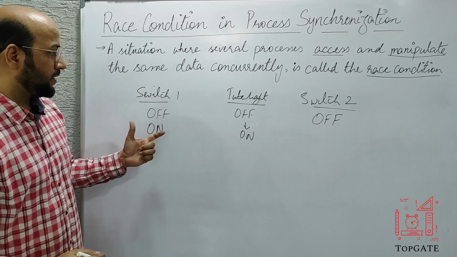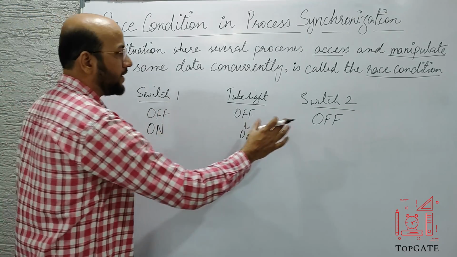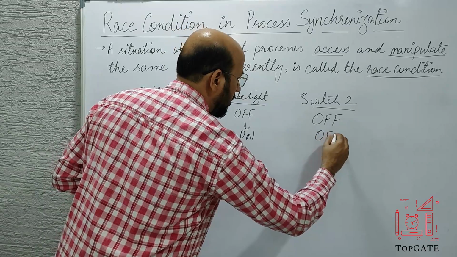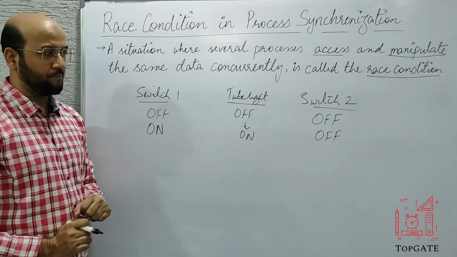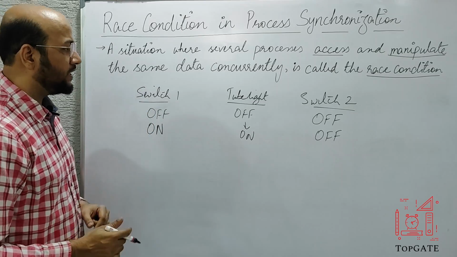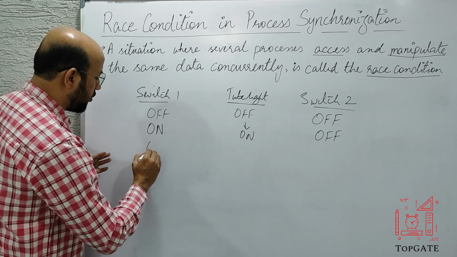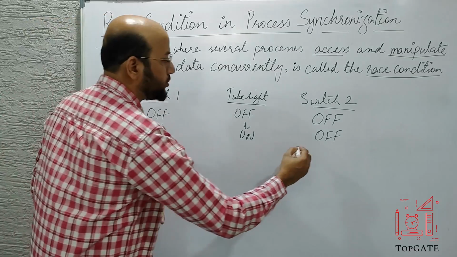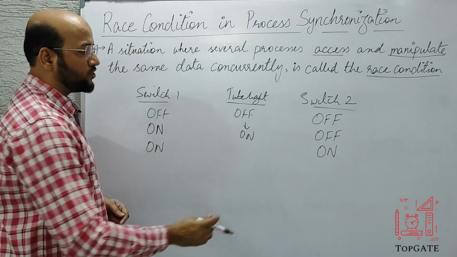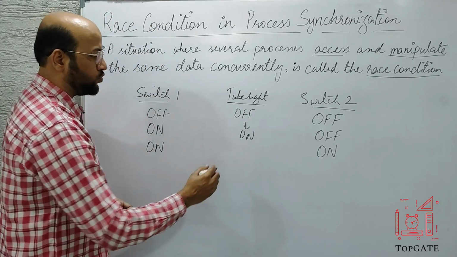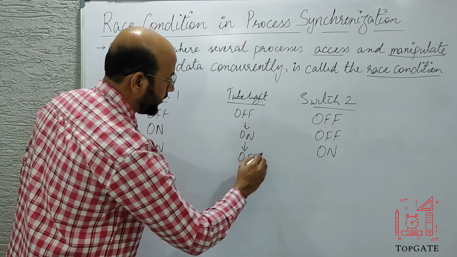As soon as I press on this one, this tube light will go on. So currently this switch 1 is in the on mode and switch 2 is, let it be, off mode only. So the status of the tube light will be on. Fine, that is the first situation. Second situation, suppose I keep this switch 1 on only, and this switch 2 I press on. As soon as I press on this switch 2, this tube light will go to off mode.